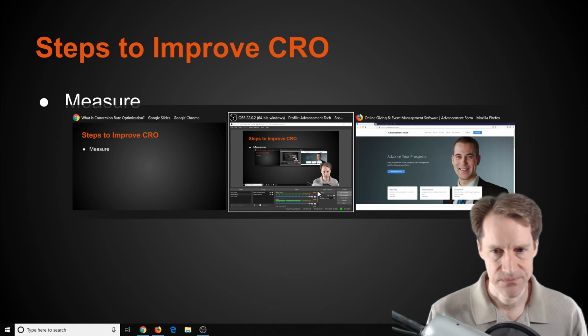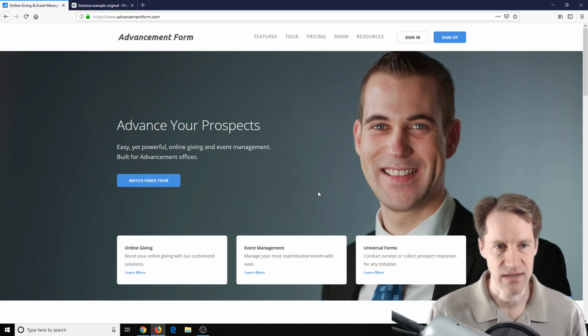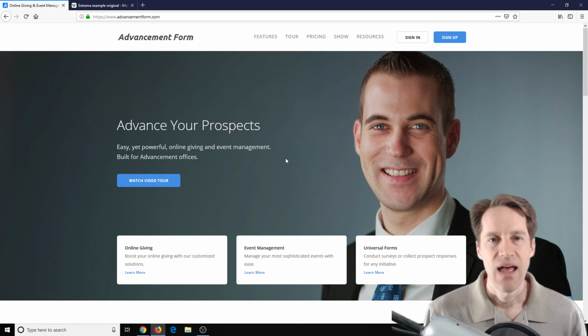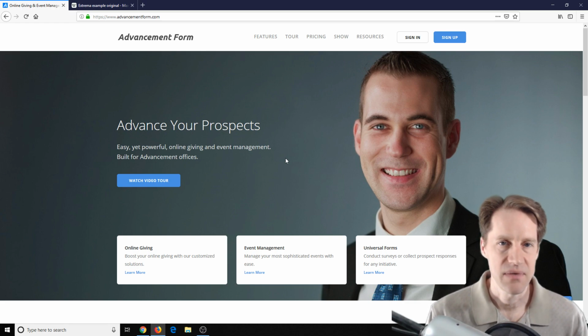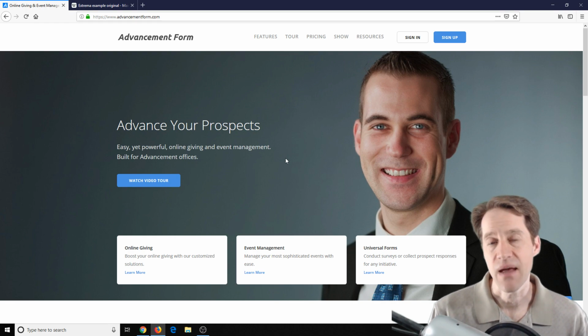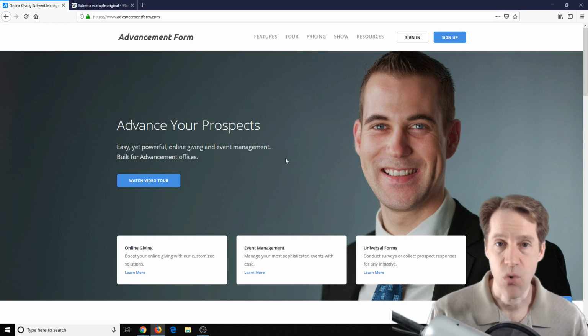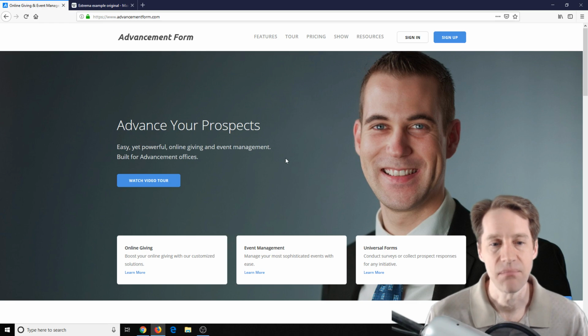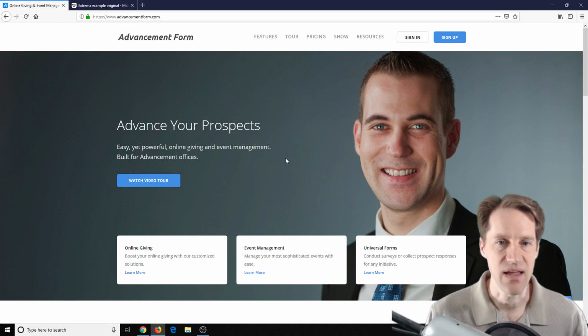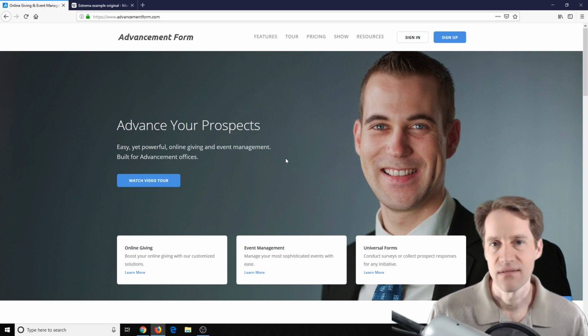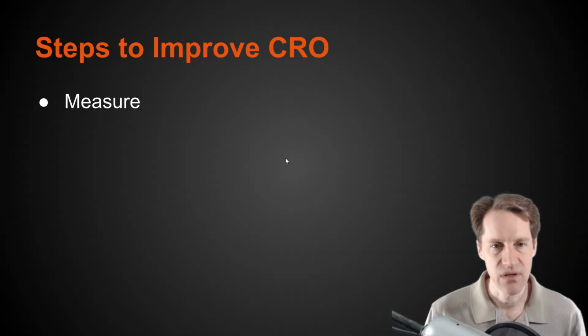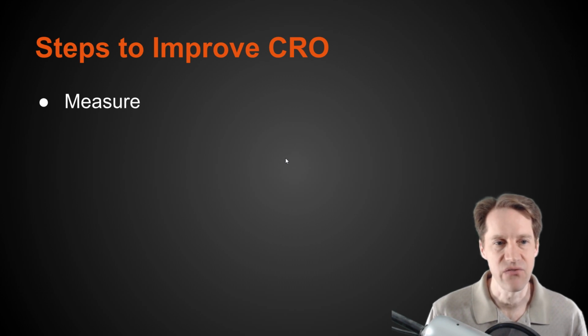For example, the product that I developed, Advancement Form, does give you conversion rates on how many people visited the actual form, how many people started, and then how many people converted. Those are reports you can get for giving, attending an event, or filling out a form like a survey. So you definitely want to have some base state of measurement to know where you're at, and continue to measure that to look for improvements.